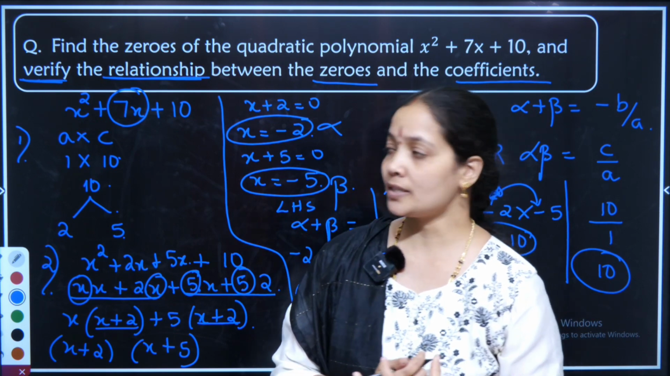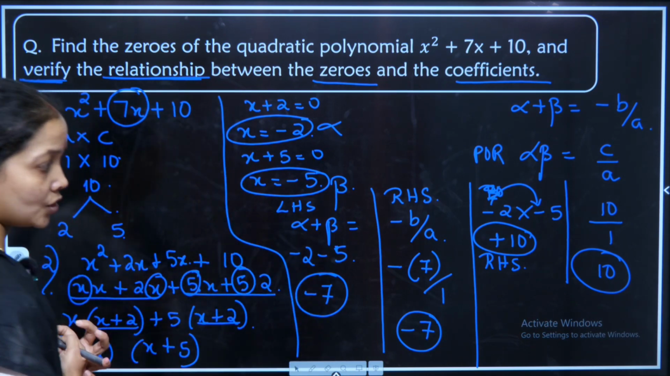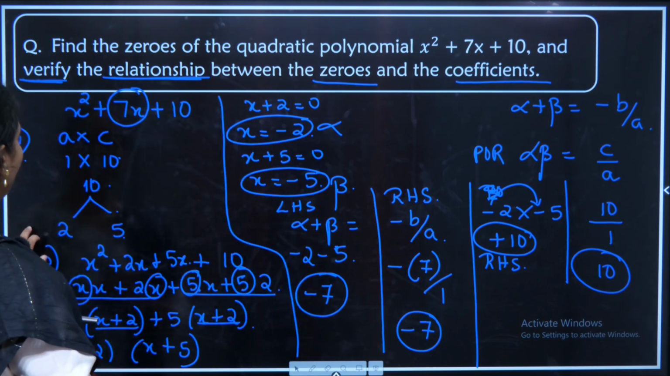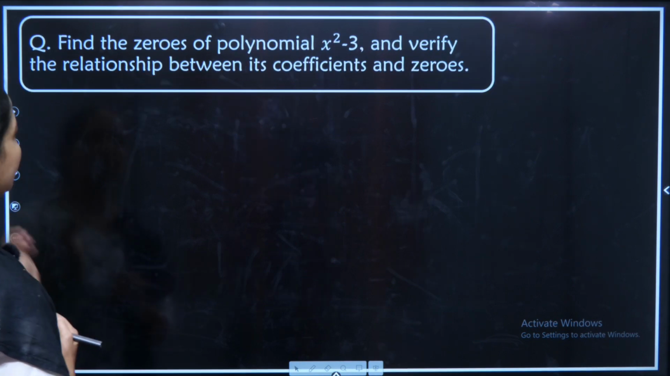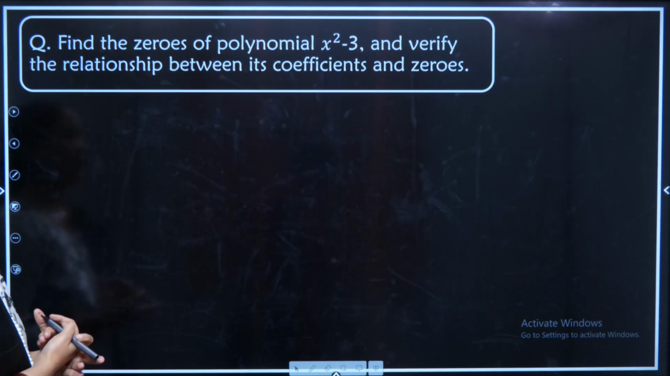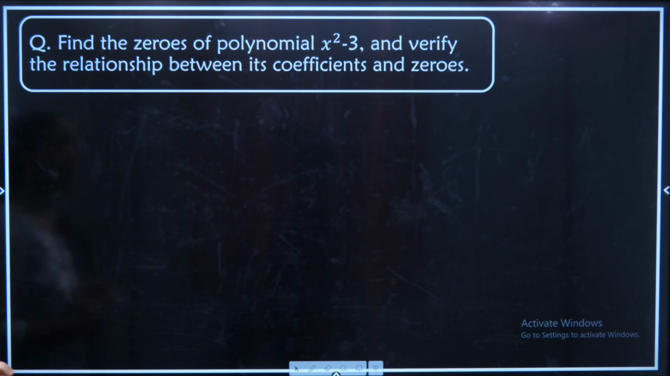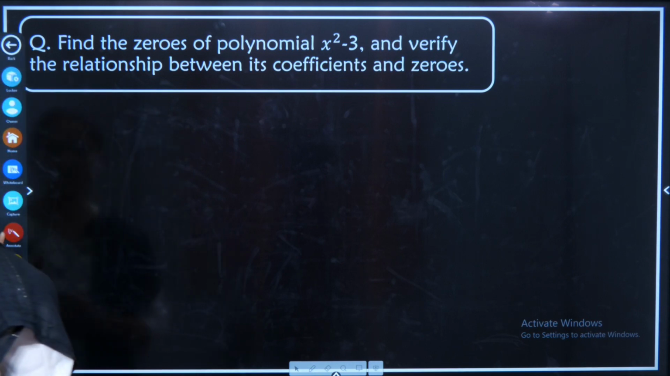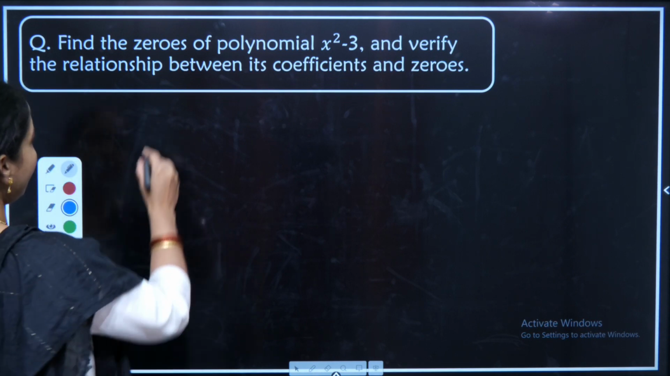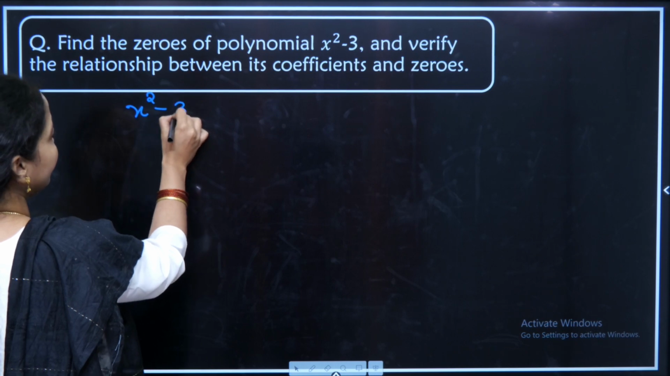So this was a question based on verifying the roots as well as their relationship. Let us move on and see the next question. This question is also telling us to find the zeros of the polynomial x square minus 3. I have to find the zeros of x square minus 3.